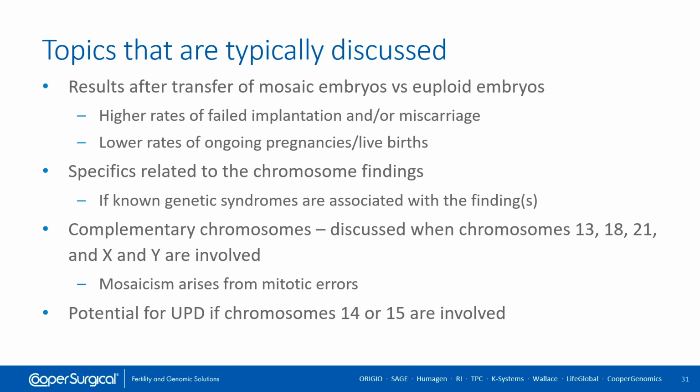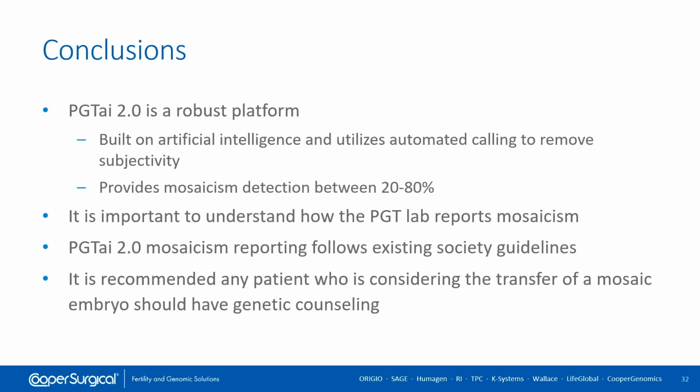So, some conclusions from our presentation today. PGT-A 2.0 is a robust platform. It's built on artificial intelligence and utilizes automated calling to remove subjectivity. It is also able to provide mosaicism detection between 20 and 80%. It is important to understand how the PGT lab you're utilizing reports mosaicism, how that mosaicism is reported or masked, and how those live birth chromosomes are handled as well. PGT-A 2.0 mosaicism reporting follows the existing society guidelines that were outlined earlier by Sheila.